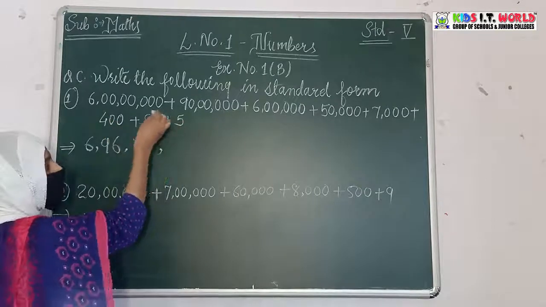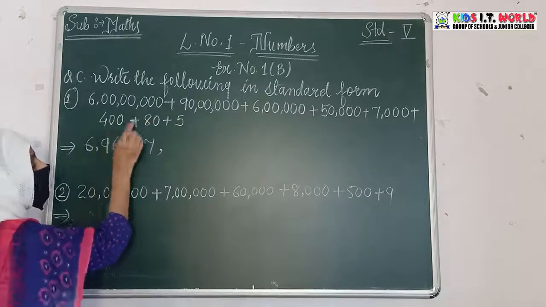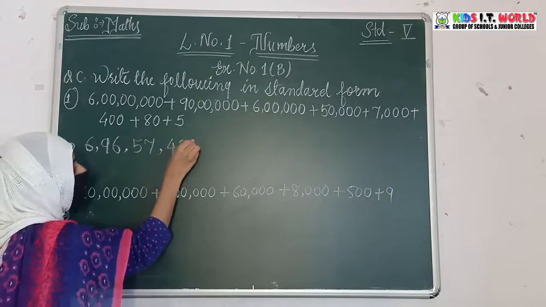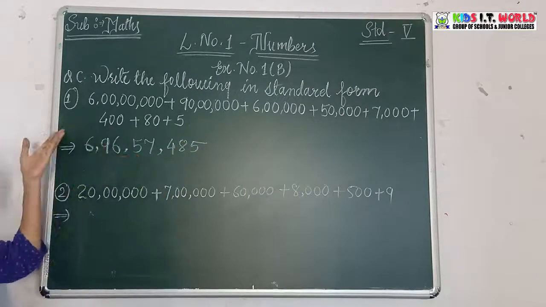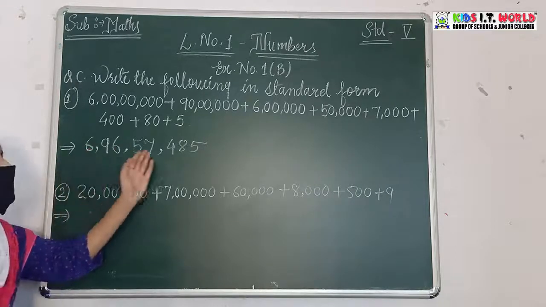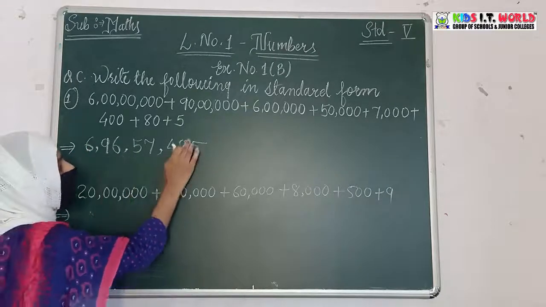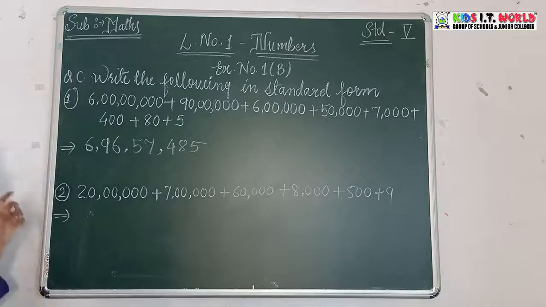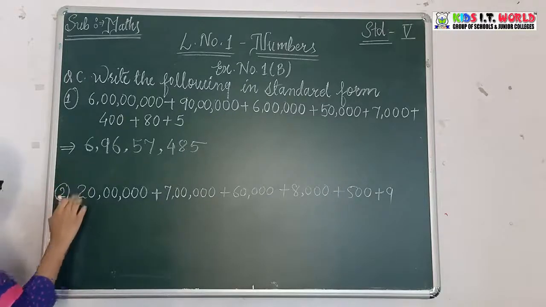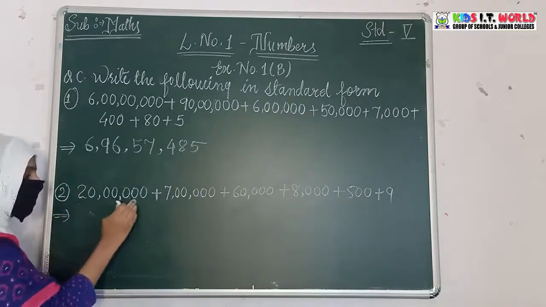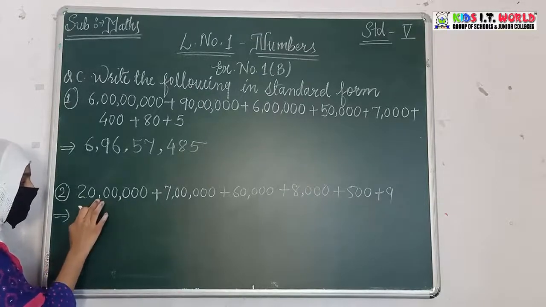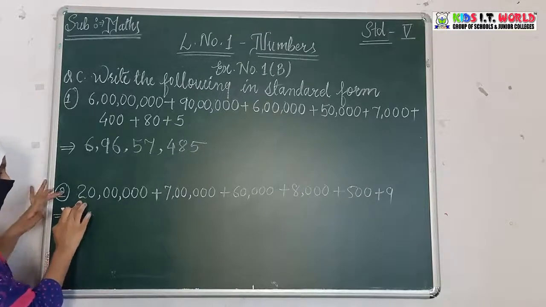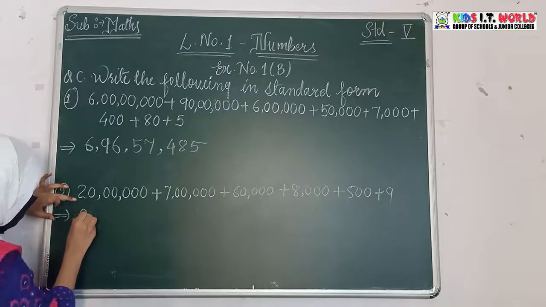This is all about the ones column. So you will write it 485. So it's very easy. You have converted the expanded form of the number into the standard form. So this is the standard form of this expanded form of the number. So same as the next one. Just count it again. Ones, tens, hundred, thousand, 10,000, lakh, 10 lakh. It is 10 lakh. So write it 2.